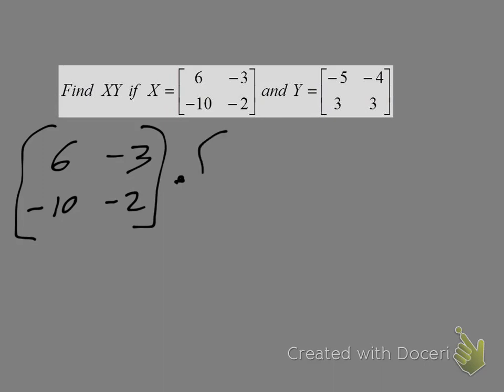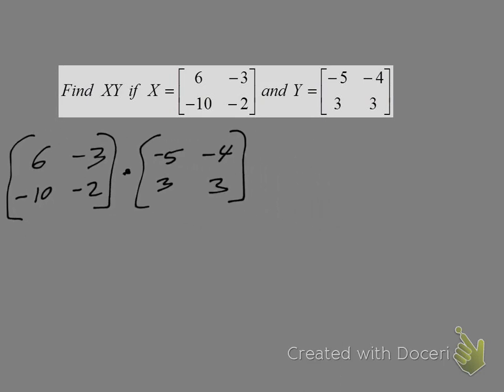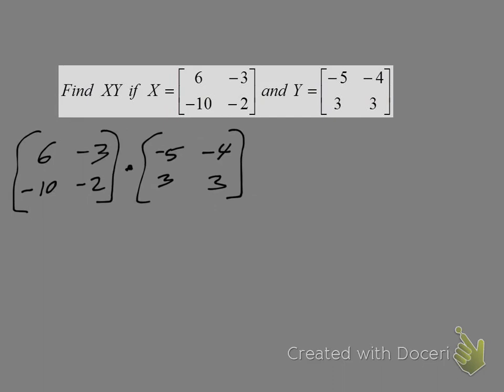Times y, which is negative 5, negative 4, 3, 3. Okay? Let's make that just a little bit smaller on my side of things. There we go. Okay. First thing you do.